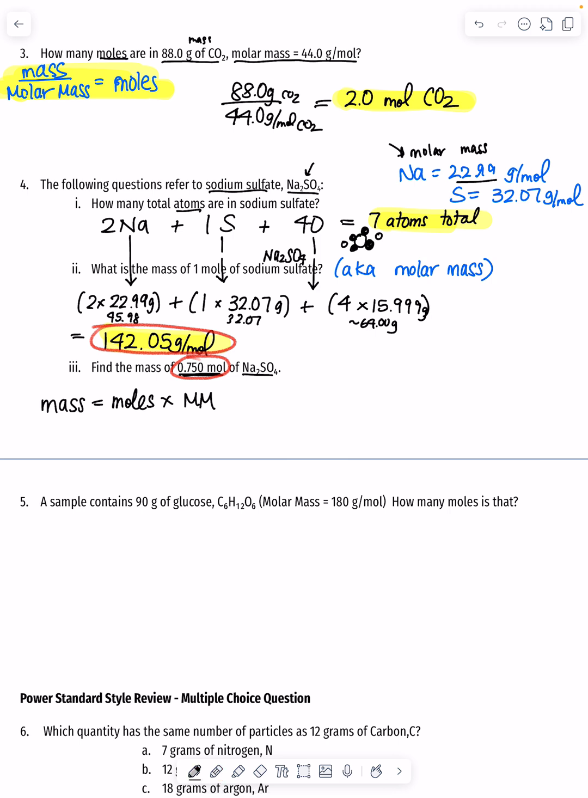If I want to go and do this math now, 0.750 times 142.05 grams per mole. If I plug this number into a calculator, I'll get 106.54 grams of Na₂SO₄. Final answer.